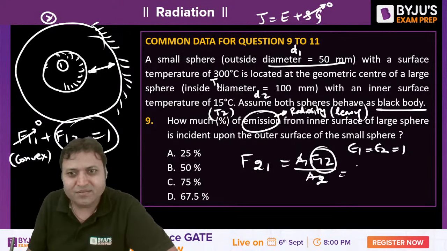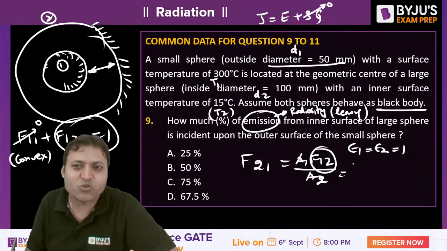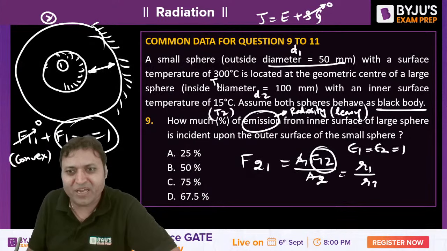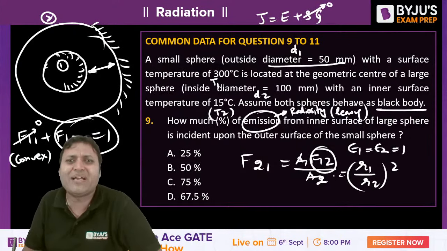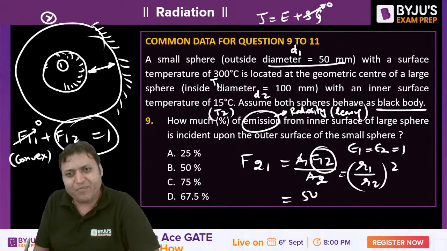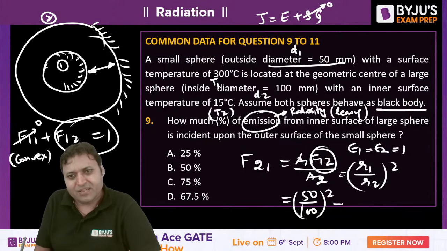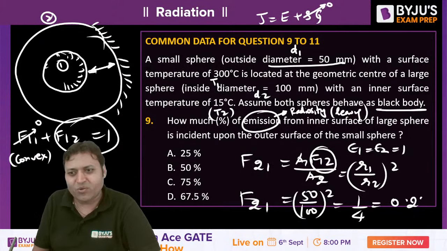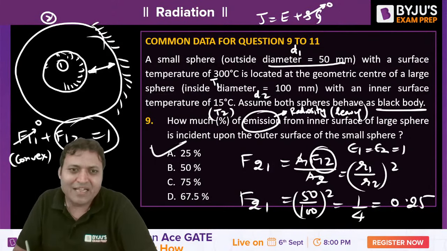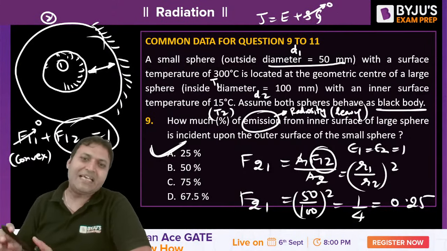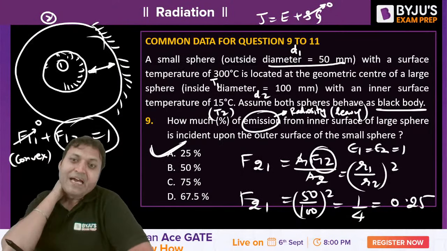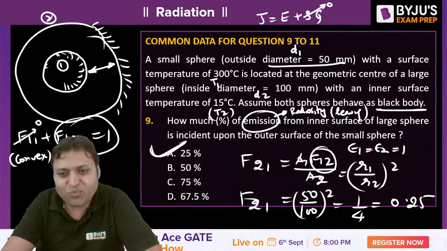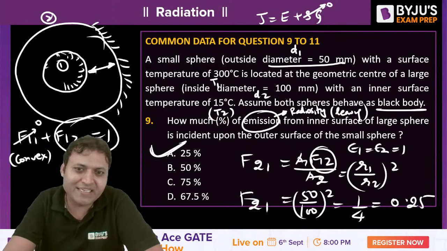What is A1? That is 4 pi R1 square. And what is A2? 4 pi R2 square. So it is R1 by R2 whole square, or we can write D1 by D2. So it will be 50 by 100 whole square. That is 1 by 4. F21 is 1 by 4. That is 0.25 will be the answer. 25% is the fraction of radiation leaving the larger sphere and incident on the smaller sphere. I hope it is clear.